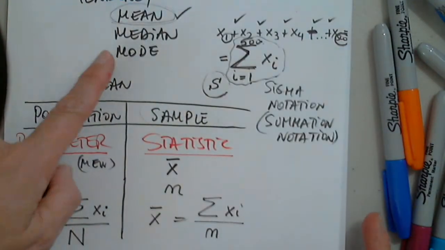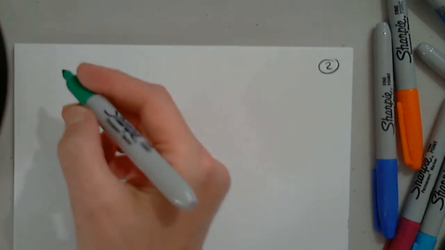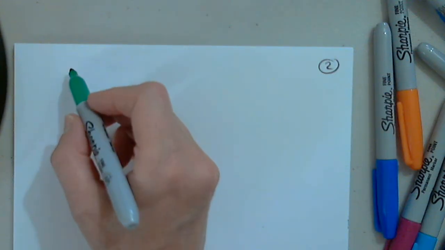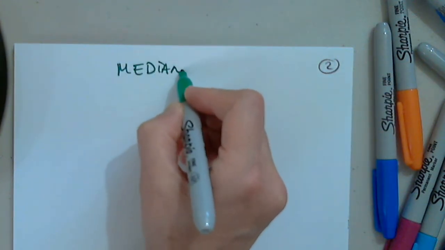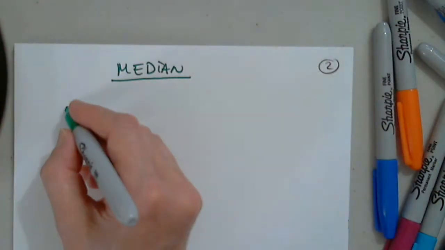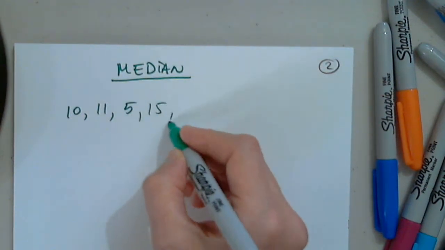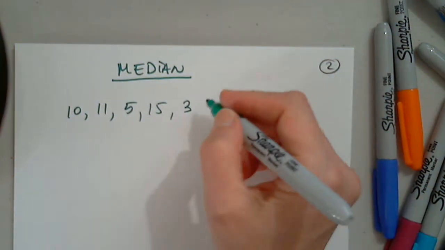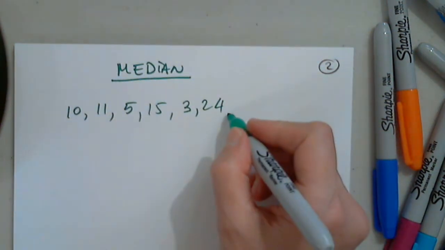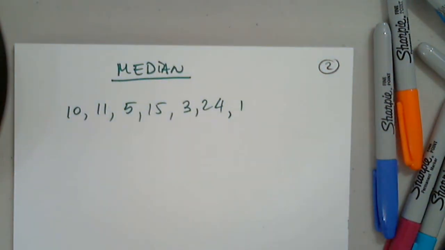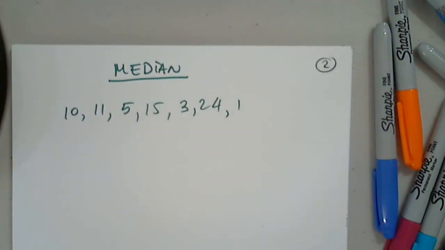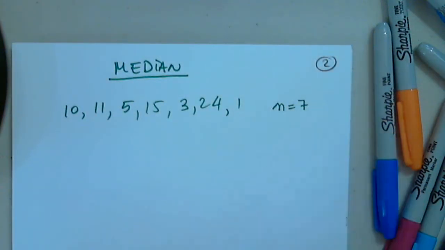Okay, now let's discuss the median. What does the median represent? The middle, exactly, and I'm just going to give you an example. Just give me 5 numbers as a sample, any numbers you want. 10, 11, 15, 5, 3. And 24. I want you to start with an odd number first, and 1. And then you'll give me an even. So 2, 4, 6, 7. So the sample size is 7.